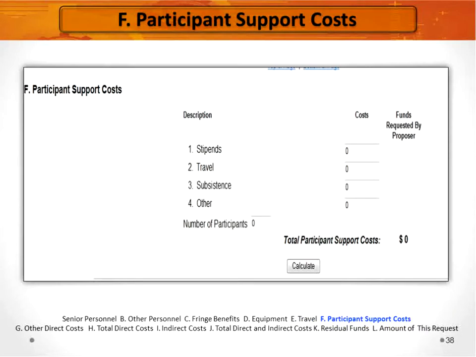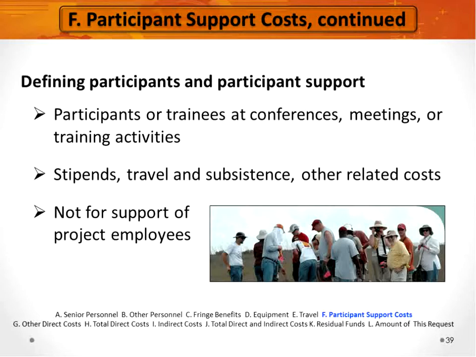Moving into participant support costs. If your college is planning to host or offer conferences, meetings, training workshops, or other short-term instructional activities as part of your grant, the cost to support the participants, the attendees, or trainees of those events would be budgeted here. Participant support costs can be used for stipends, travel, and other related costs to support attendance at workshops or conferences.